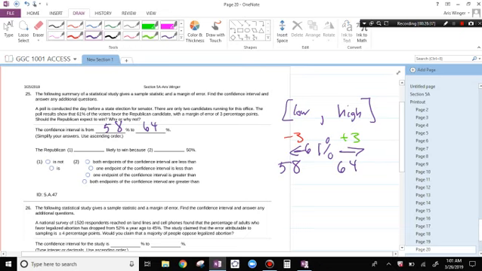The lowest possible number here is 58, so they would still win the election because that's more than 50. So the Republican is likely to win because the lowest number is still more than 50%. Or in other words, both endpoints of the confidence interval are greater than 50%.